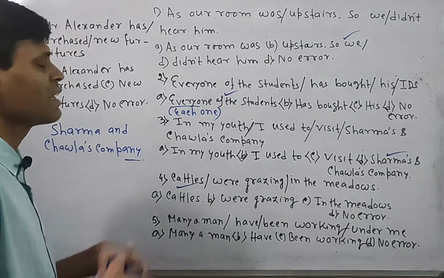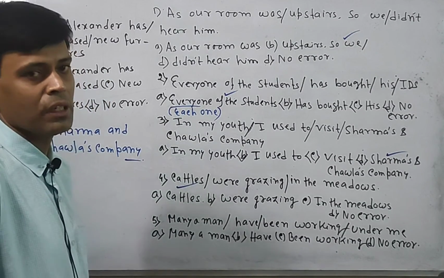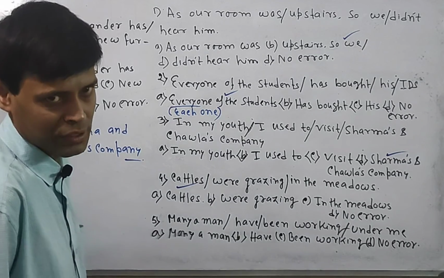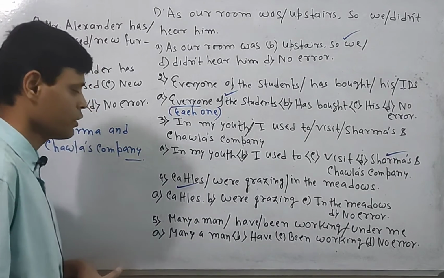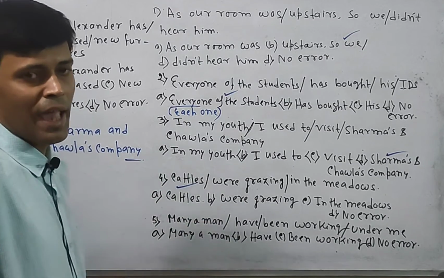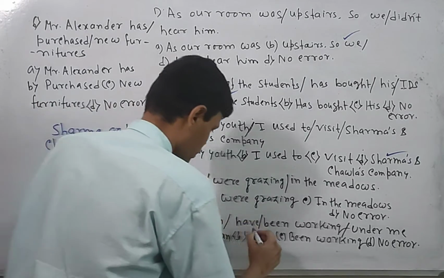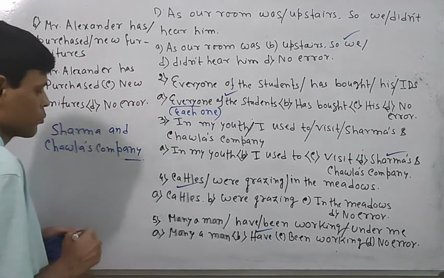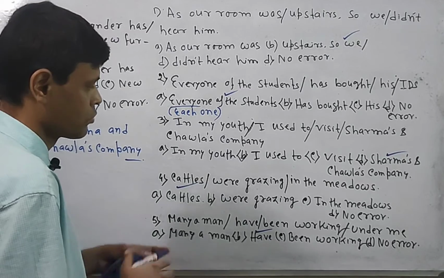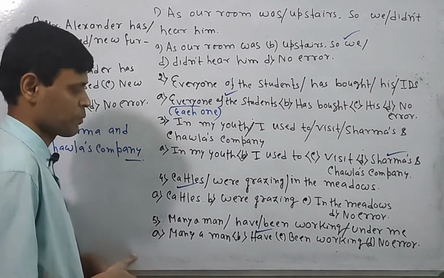So automatically instead of have been, has been will be the perfect choice here. But here we have already chosen have. So instead of have, has must be there. So the mistake lies here, not like many a man or under me. So there is no such error in the rest of the part.